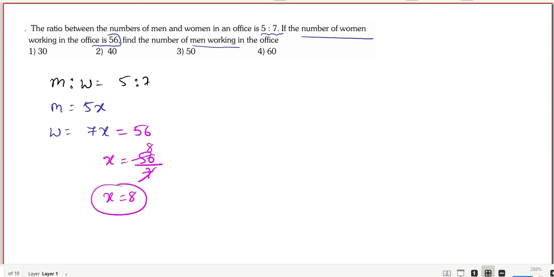Now what are we asked to find out? The number of men. The number of men we assumed as 5x, that is 5 into 8, that is 40. So how many men are there? 40 men are there. So the second option is the correct one.